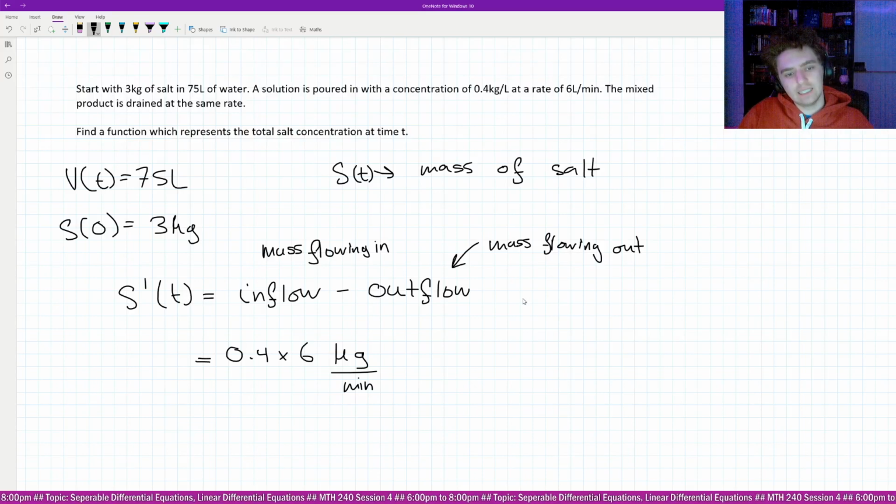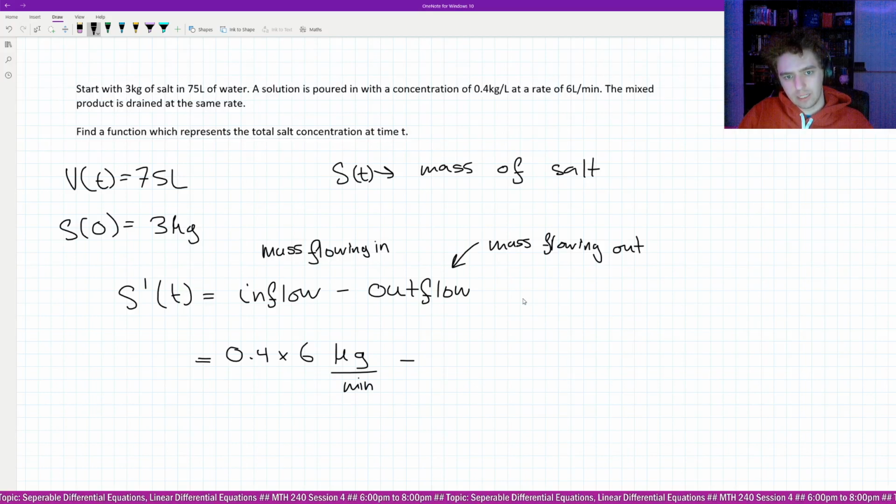Like it doesn't change. I guess it's inflow. It's not like mass coming in. It's the flow coming in, which is going to be a kilogram per minute. Okay. Yes. That makes sense. Okay, sure. So leave it like that. And the outflow, I'm guessing it depends on t. Yeah, I'm guessing. Right.